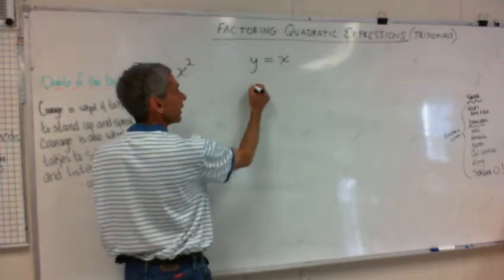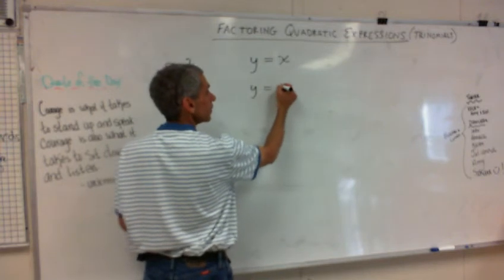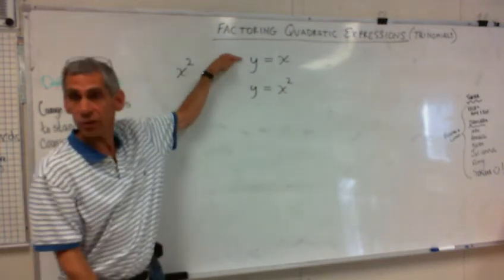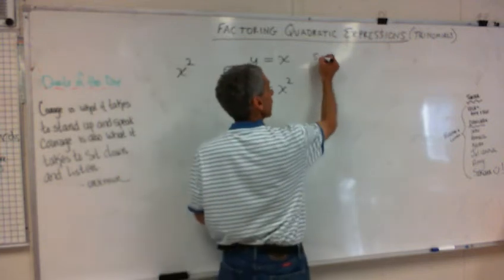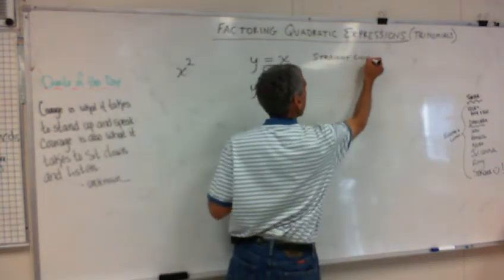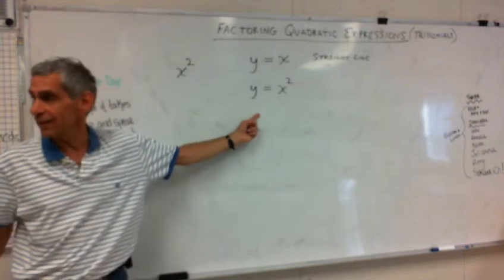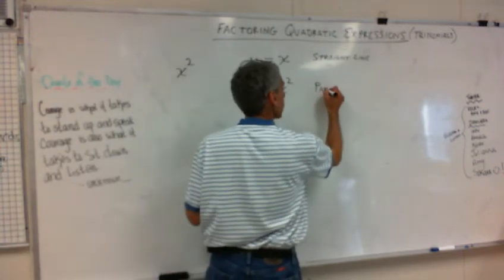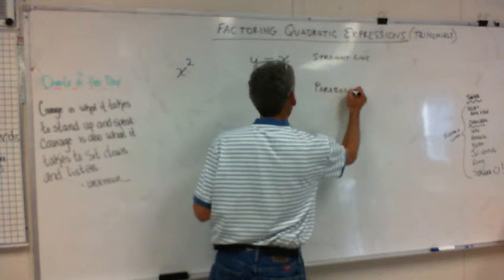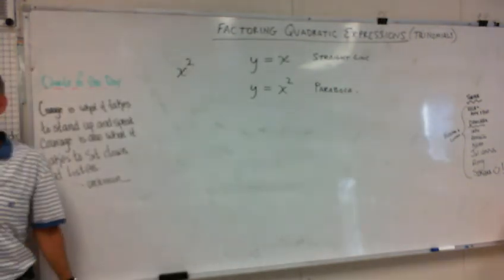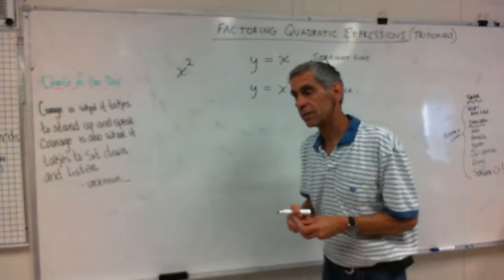So that's in y equals mx plus b format, right? But if I wrote it like this, up here it was a straight line. This is a straight line, right? This is not a straight line. This is a parabola. And it looks like that right there.